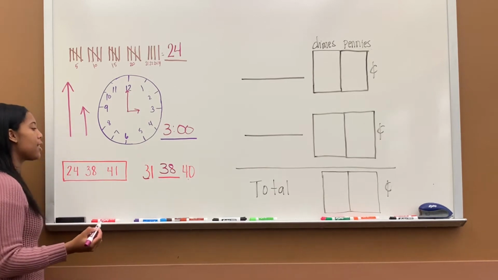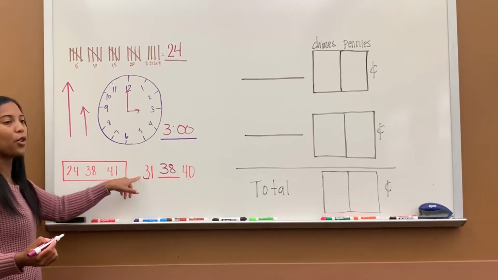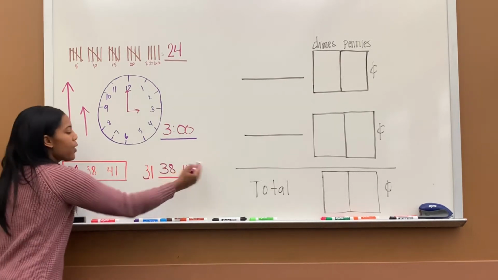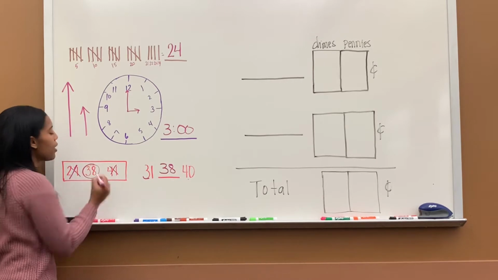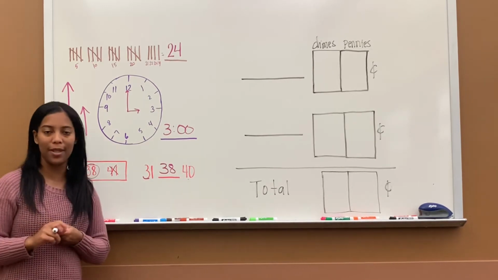Or I could say 24. There's no way 24 could go here because 24 is less than 31, so that wouldn't work. 41 is more than 40, so that wouldn't work, so that would still leave me with 38, okay? So that's how you figure out problems like that.